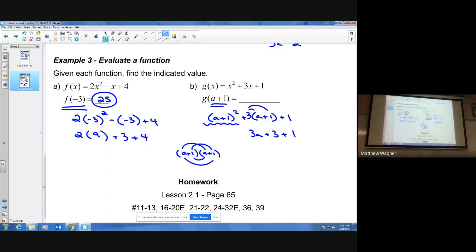Or I like to call that eyebrows, eyebrows, nose, mouth. Most of you probably have heard the term FOIL before. Okay. So when we multiply that out, we're going to get a squared plus 2a plus 1. And then we just need to combine like terms from there. So we have a squared, 2a and 3a is 5a. 1 plus 3 plus 1 is 5.